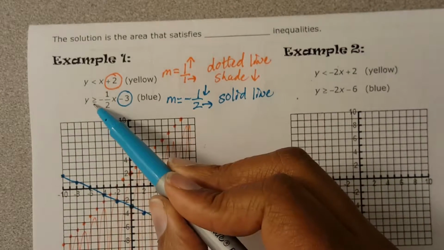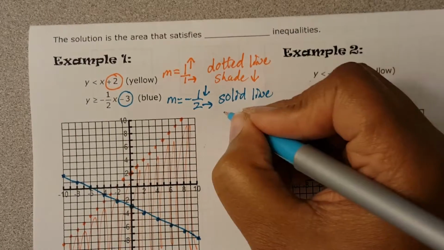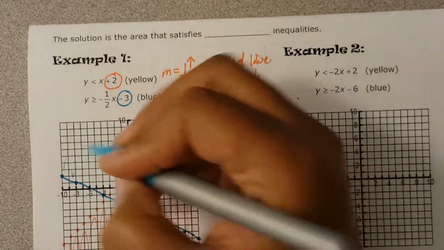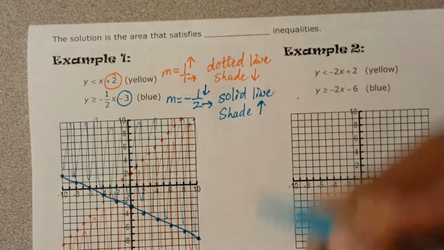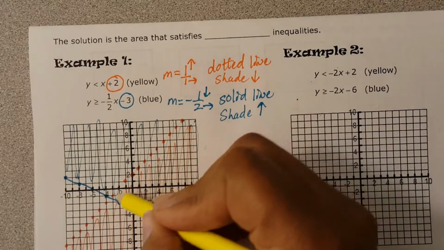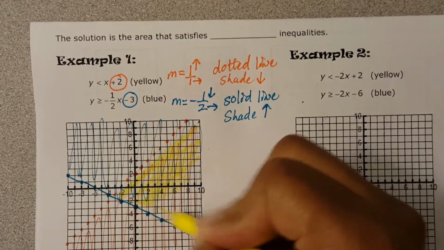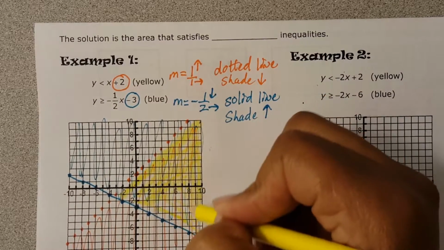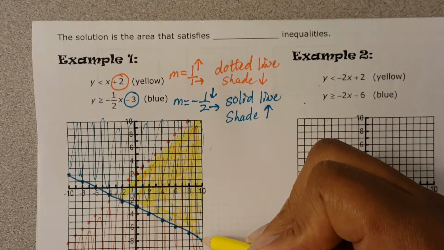I will now look at the symbol. Because I am pointed to the right, that tells me I will now shade above. So everything above this line is a solution to the blue graph. However, you will notice that there is a double shaded area right here. In this double shaded area is where my solutions will be found. Any point that is in this double shaded area or on my solid line is a solution.